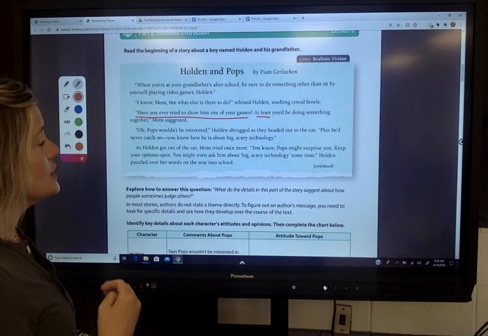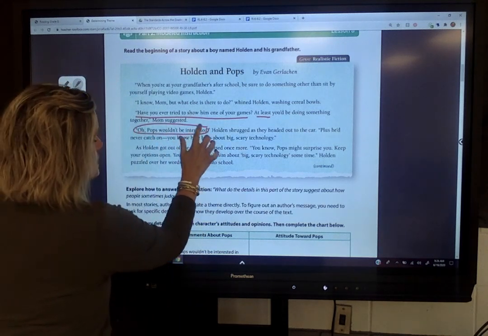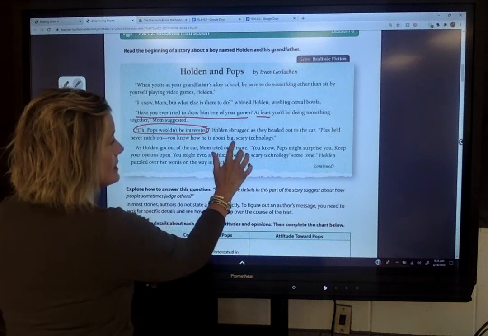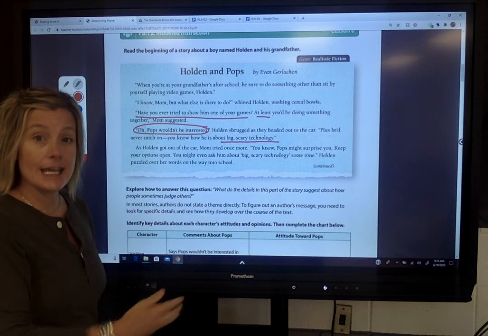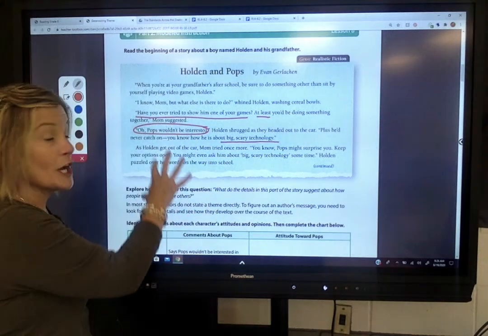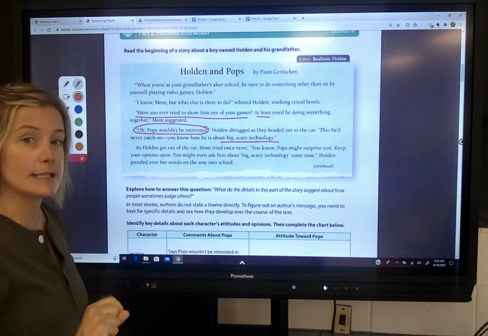Okay? And Holden, what is he saying? Oh, Pops would never be interested in video games. He thinks that technology is big and scary. So already we can see that Holden is judging Pops. No way would he be interested. The technology to him is big and scary.